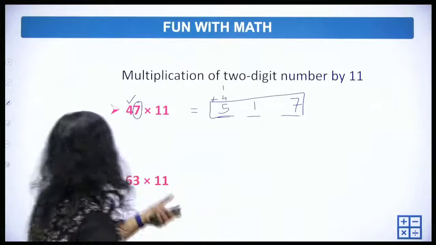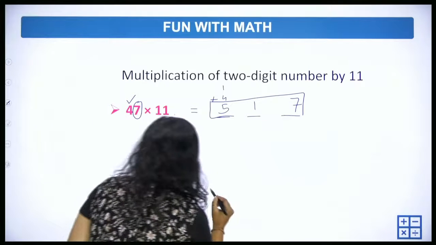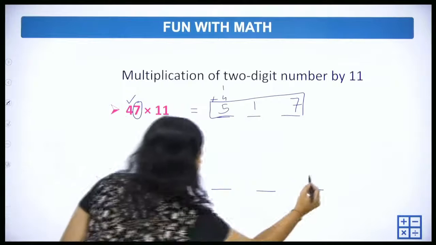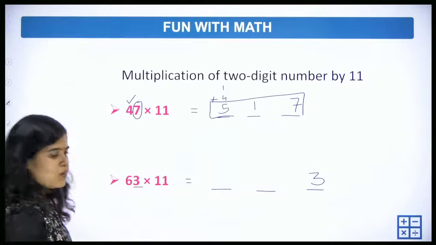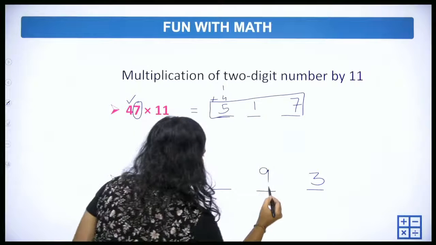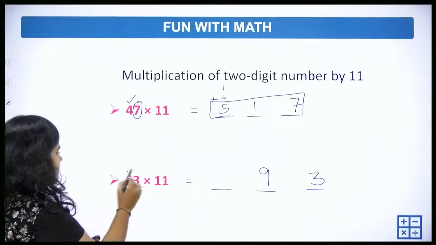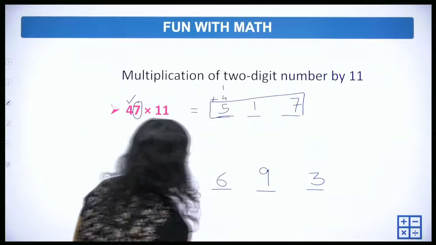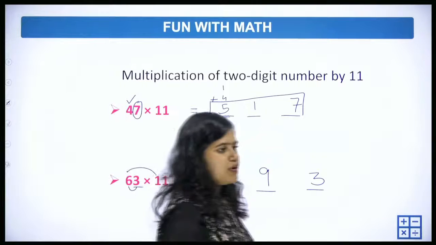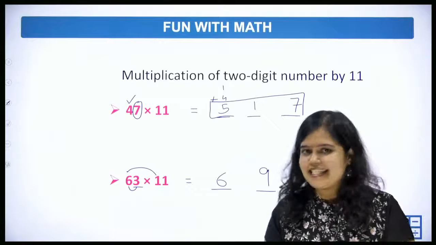Clear? One more question. 63 into 11. 3-digit number. So the ones place is 3. What about the tens place? 6 plus 3 is 9. So 9 in the tens place. And what is the hundreds place? The tens digit of the number is 6. So 6 into 1 is 6. So 693 is the answer. So I hope you understood how to multiply 2-digit numbers with 11 easily.